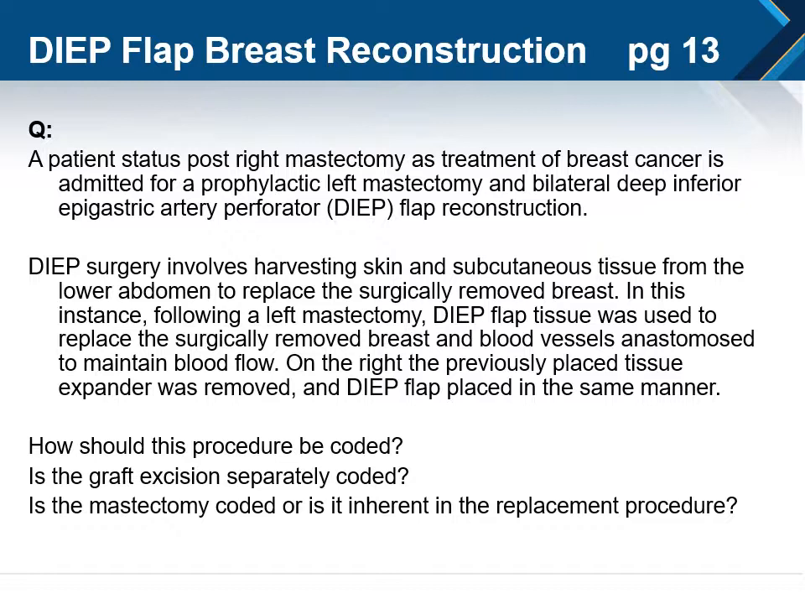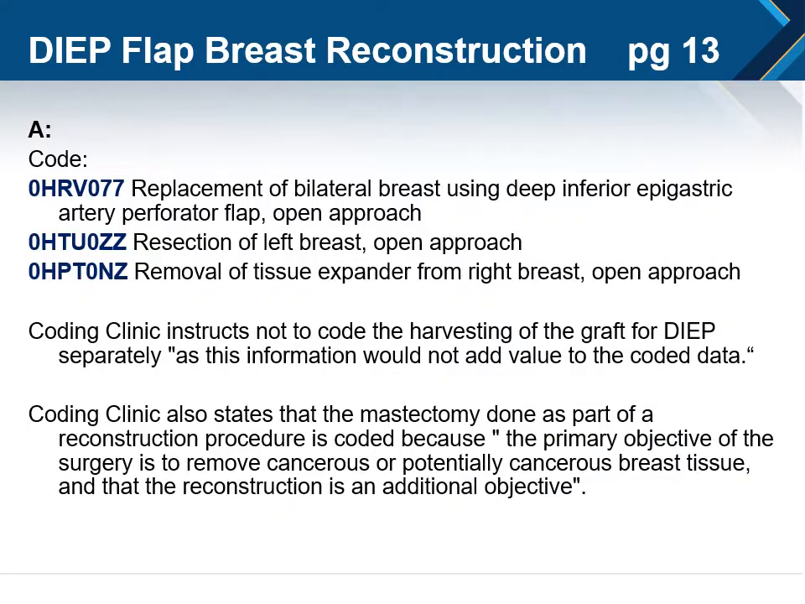Is the graft excision separately coded? And is the mastectomy coded, or is it inherent in the replacement procedure? Coding Clinic instructs us to use these three codes to report the procedure described. One code for the resection of the left breast, open, the mastectomy, and one code to report the removal of the tissue expander from the right breast prior to performing the DIEP on that side.